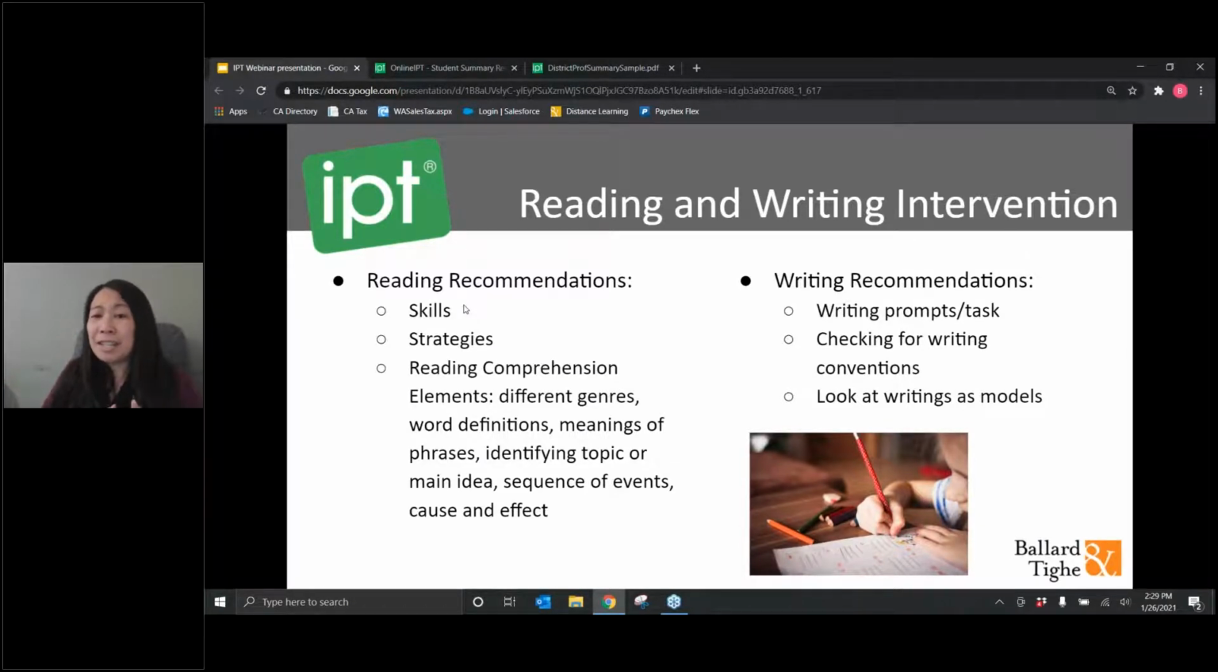Checking for writing conventions. Grammar is huge. We all talk about proofreading, peer editing, but really maybe just focusing on one convention, like just past tense or just present tense or just plurals, and looking through the writing only for that one aspect. And again, looking at writings as models. You can do noticing activities for just that. And then you could also do the writing activities models to then have them not copy it, but use it as a model to then write something else.